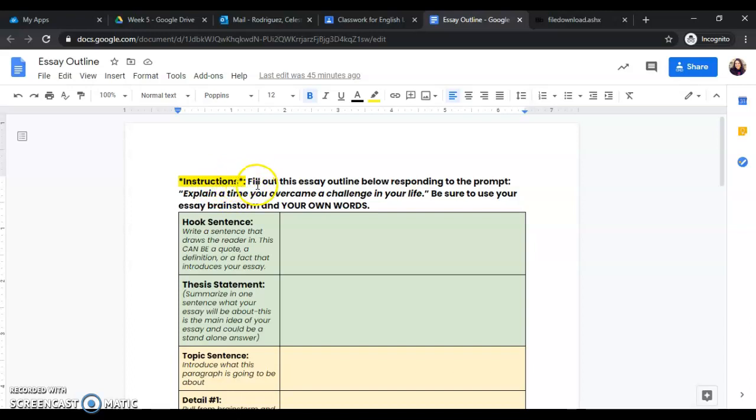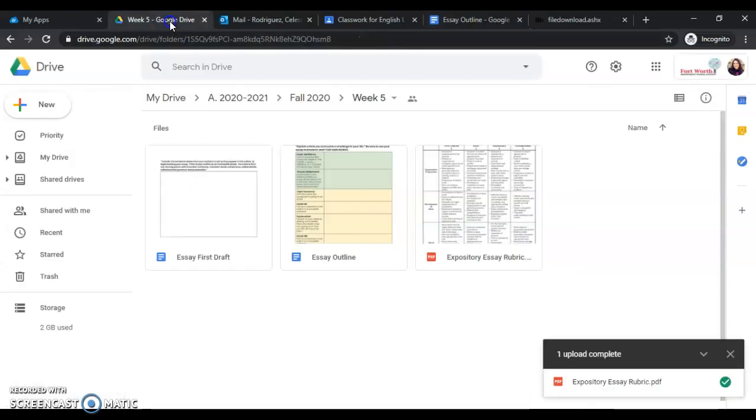And the instructions say, fill out this essay outline below, responding to the prompt. Explain a time you overcame a challenge in your life. Be sure to use your essay brainstorm and your own words. So what will help is you should have already completed your essay brainstorm, and I should have pulled it up beforehand, but let me go pull that up real quick.